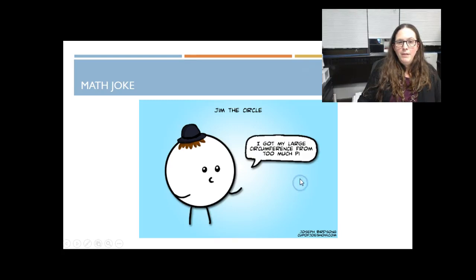Then lastly, I always like to end these PowerPoints on a quick little math joke. So you'll notice here, Jim the circle is really spending a little too much time thinking about his circumference and where it came from.